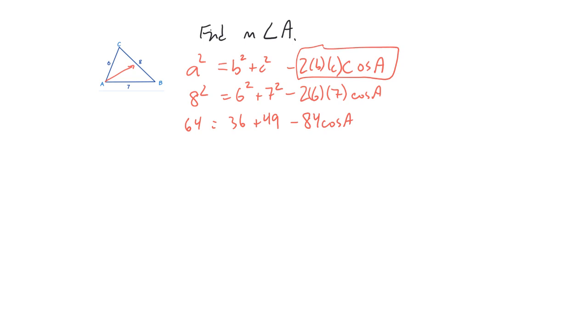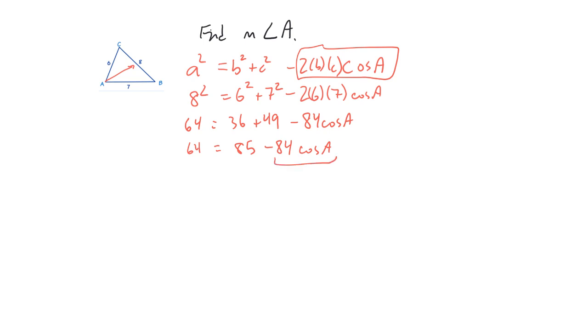They're all being multiplied together. So when you add together 36 and 49 and you get 85, you are not subtracting 84 and getting 1 cosine A. This 84 cosine A has to stay together.